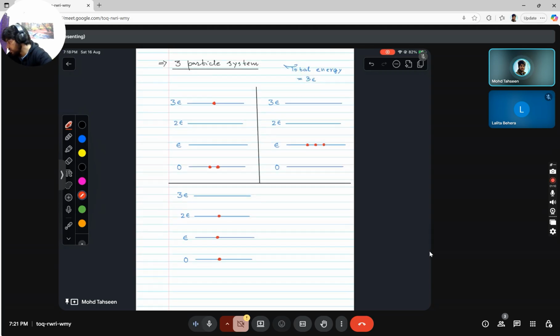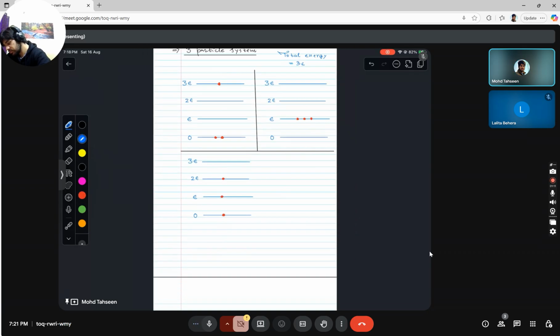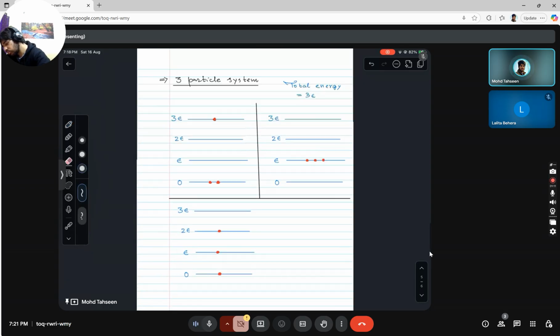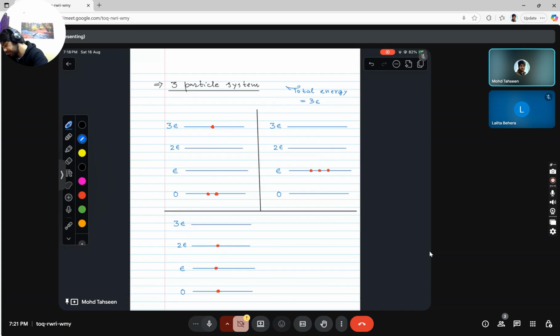So these are all the possible combinations which obey this constraint, right? Now let's see what the total number of ways is. Let me call this microstate 1. Let's call this microstate 2. And let's call this microstate 3.